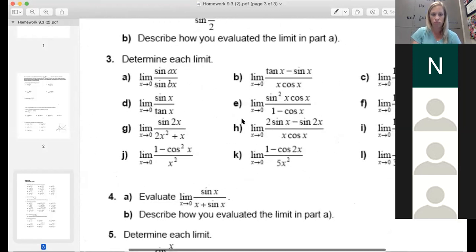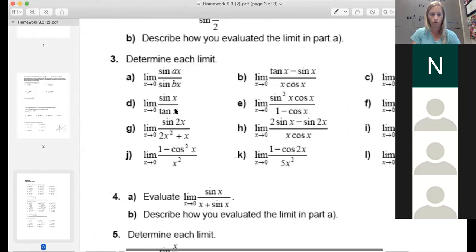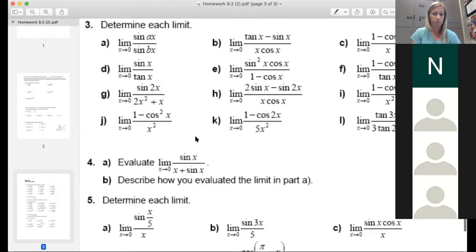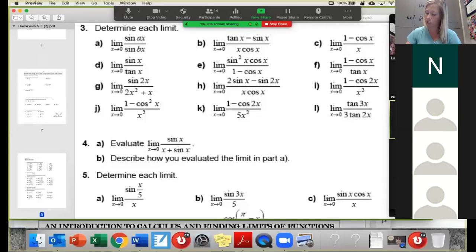3. D, I, and L is what I have here. Okay. Want me to keep moving? Yes. Okay. D on question 3. My manipulation for this one would be changing tangent to sine x over cosine x, and then flipping and multiplying. That is keeping the top as sine x over 1, and flipping and multiplying the bottom. What's going to happen to my sines?